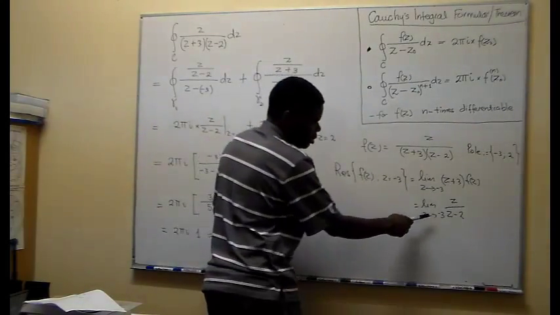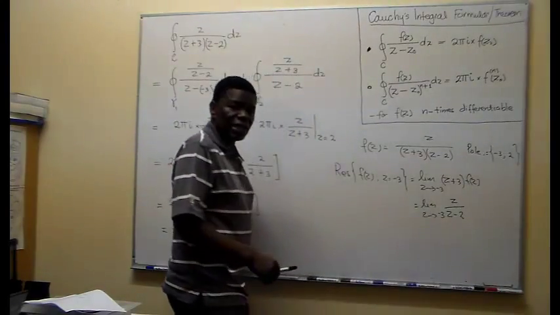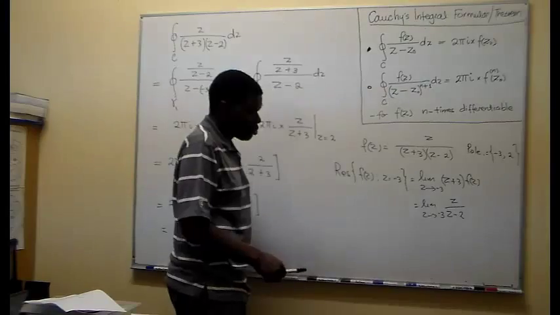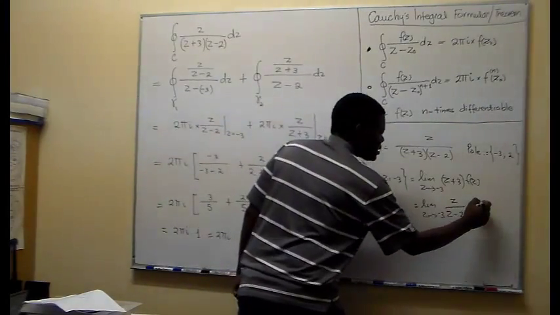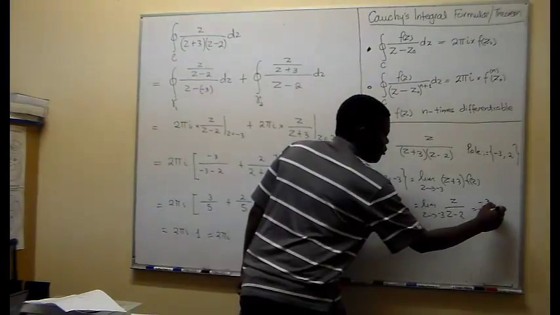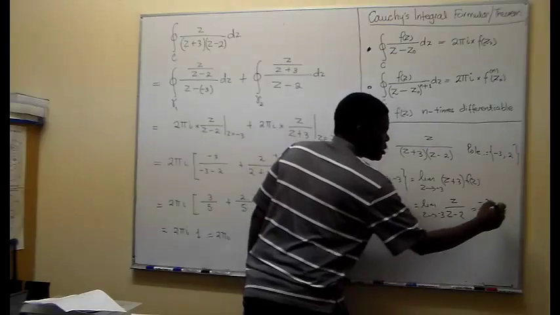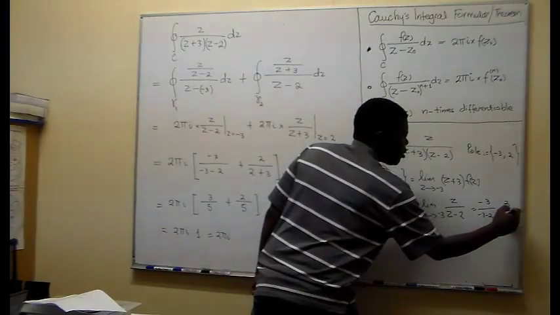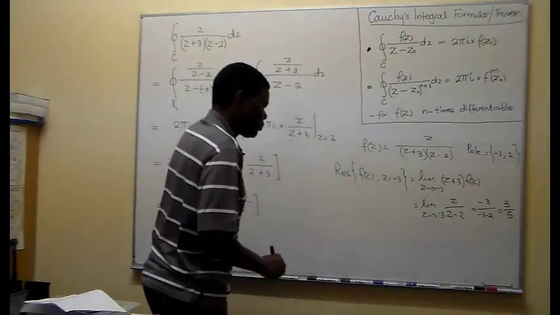And we see that if we evaluate this limit by plugging in, we don't get any undefined situation, so we can continue to evaluate. What we get here is minus 3 over minus 3 minus 2, which gives us 3 over 5. So this is a residue.